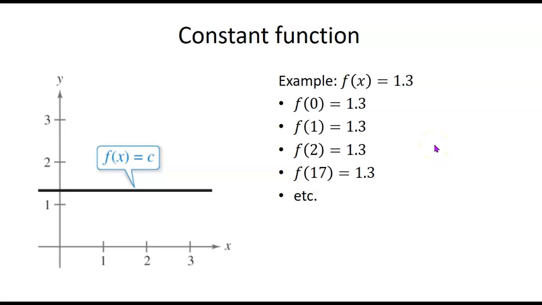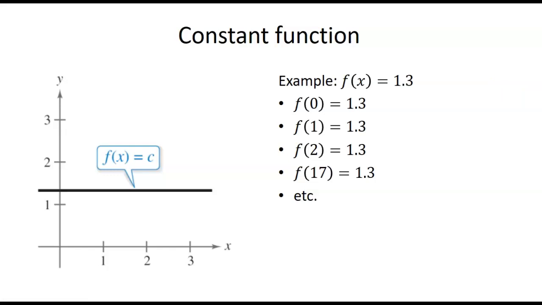So this is a constant function. The value is always the same. It's constant no matter what you put in for the independent variable. And the graph of a function like that is just a horizontal line that goes straight across, because every y-coordinate on that line is the same number no matter what the x-coordinate is.